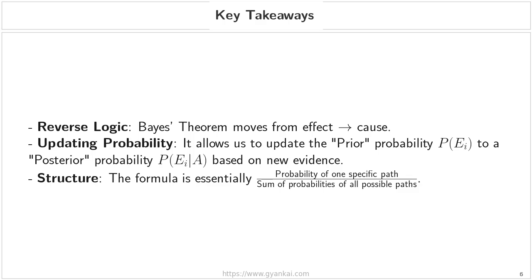Finally, if you ever feel overwhelmed by the complex-looking formula we saw on slide 3, just remember its underlying structure. At its heart, the formula is simply the probability of one specific path divided by the sum of the probabilities of all possible paths. All right, let's wrap up our session by summarizing the key takeaways from today's lesson on Bayes' theorem. Now, before you move on to your practice problems, let's take a moment to look at some common pitfalls where students often lose marks, so you can approach your exam with confidence.